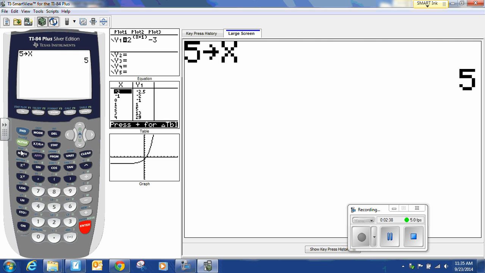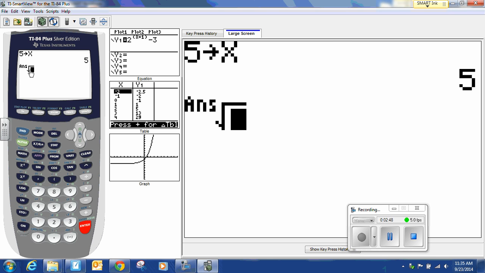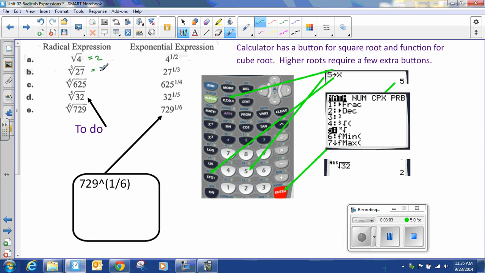So we go back to Math, and this time we go to option 5. This is the xth root. And the xth root, which has the value 5 in for x, means you're taking the 5th root of 32, and the answer is 2. So we know this is 3, this is 2, and after doing a couple more of these, we end up with these answers for the radical expression.